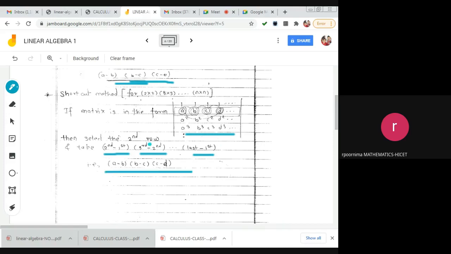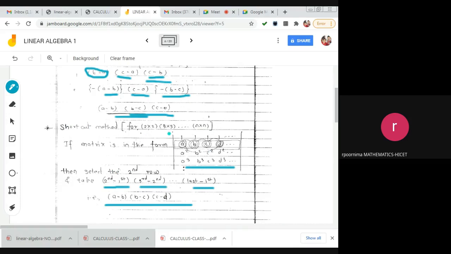So again, I am just telling for 2 by 2, 3 by 3, etc., n by n matrices, if the matrix is in the form a, b, c, d, then a square, b square, c square, d square, then a cube, b cube, c cube, d cube, etc. It means you can select the second row, take second minus first, third minus second, etc., last minus first. So that you will be getting the answer.